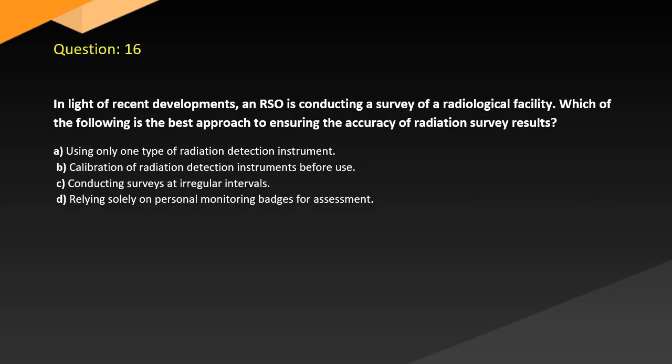Question 16. In light of recent developments, an RSO is conducting a survey of a radiological facility. Which of the following is the best approach to ensuring the accuracy of radiation survey results? A. Using only one type of radiation detection instrument. B. Calibration of radiation detection instruments before use. C. Conducting surveys at irregular intervals. D. Relying solely on personal monitoring badges for assessment.